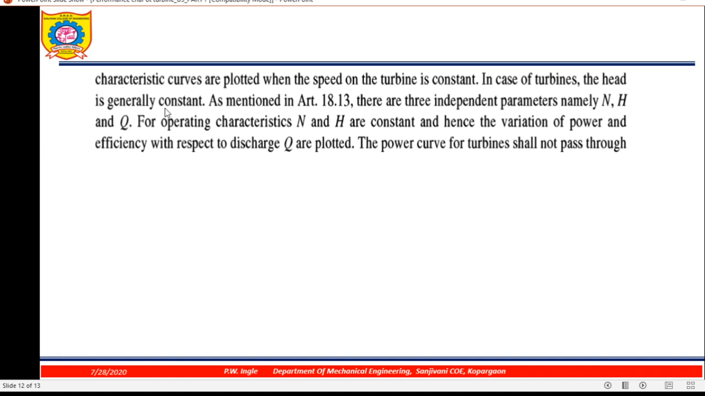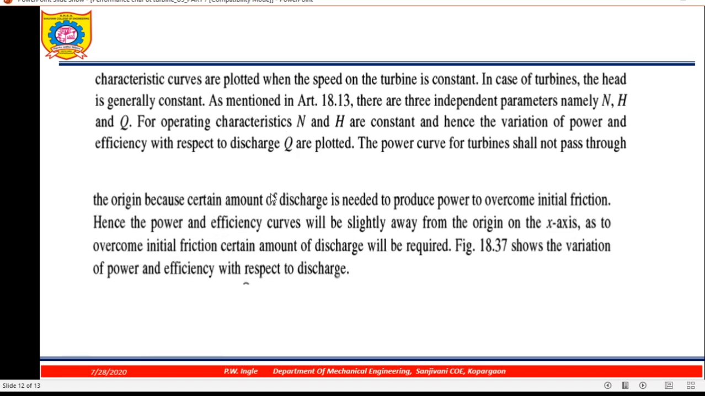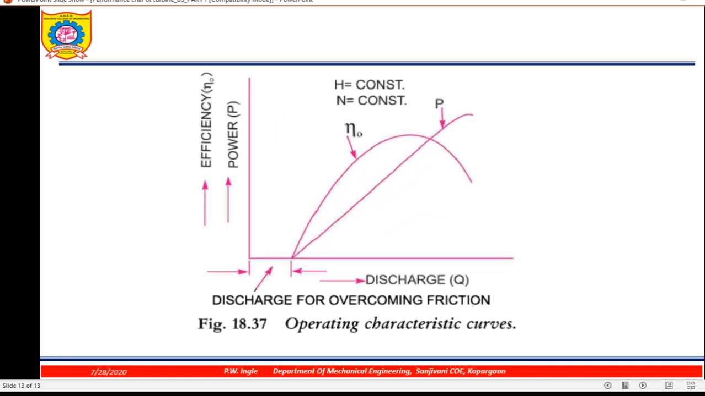Now next is the constant speed characteristic curve. So characteristic curves are plotted when the speed of the turbine is constant. So in case of a turbine, we have to maintain the speed constant. Okay. So now how to plot this characteristic? Here you see, suppose you take the case of the Pelton turbine. So we switch on the turbine and we'll take the readings of, suppose, shaft speed, then add some particular discharge.